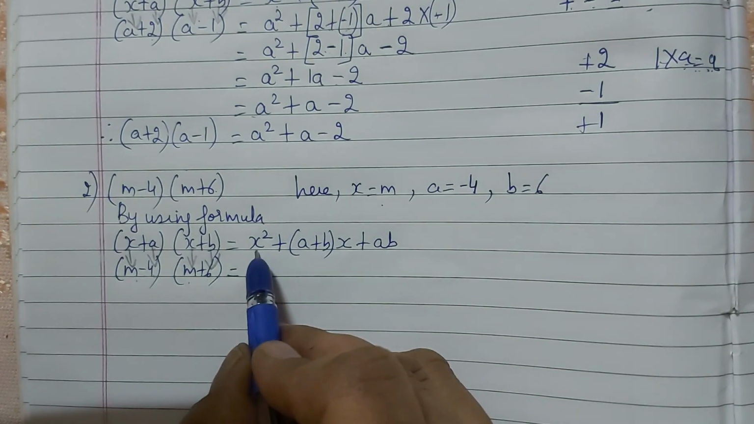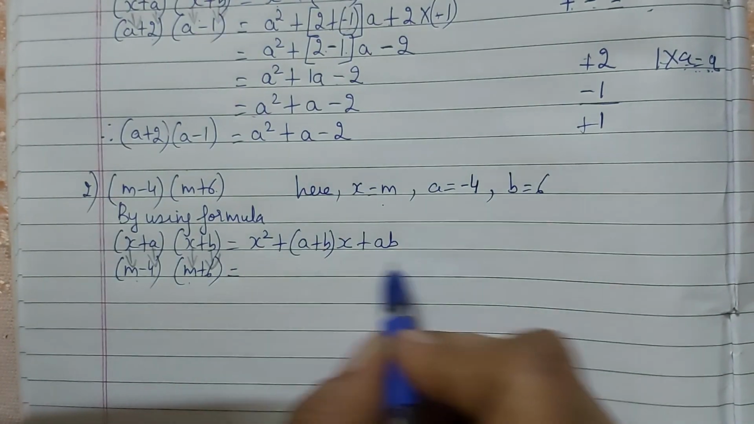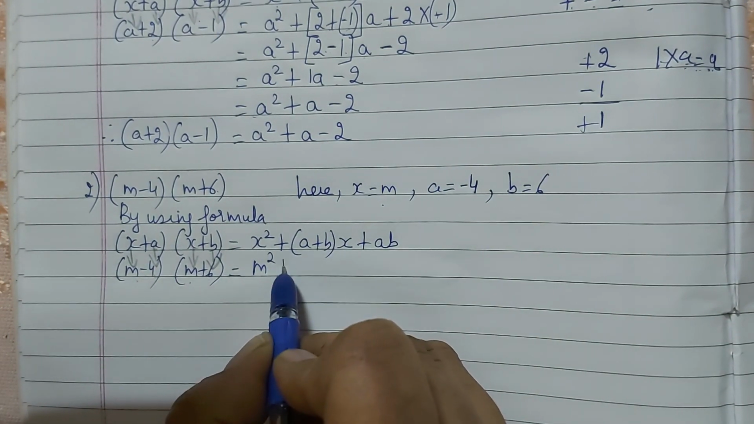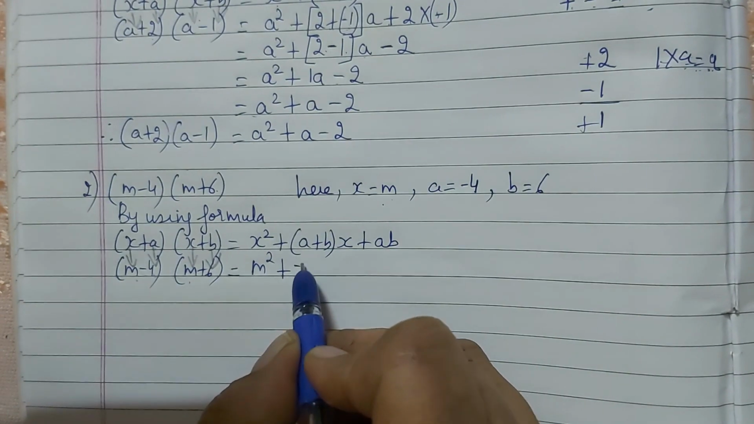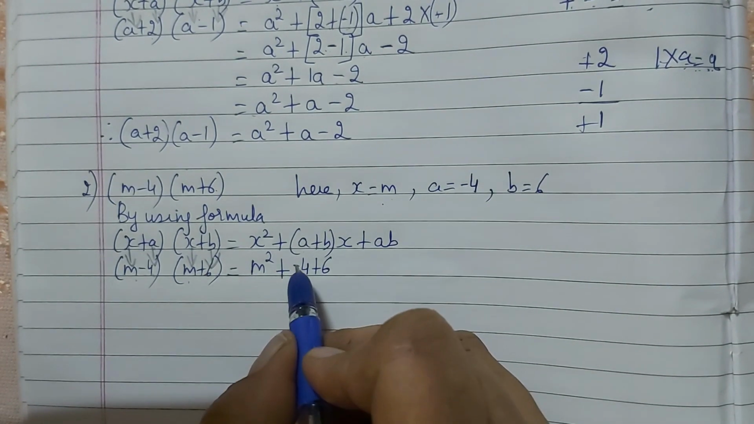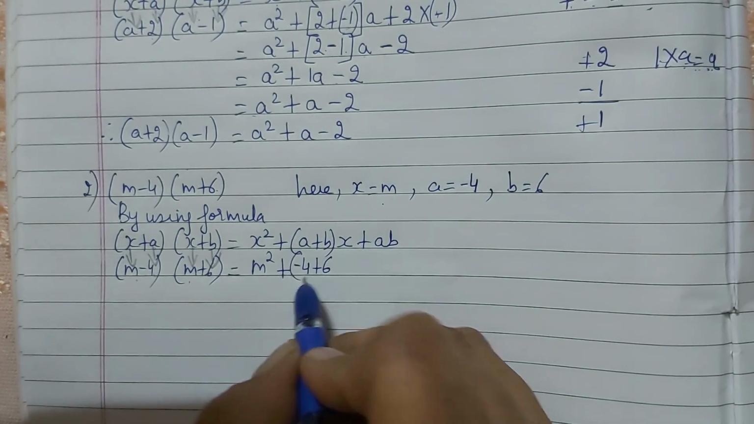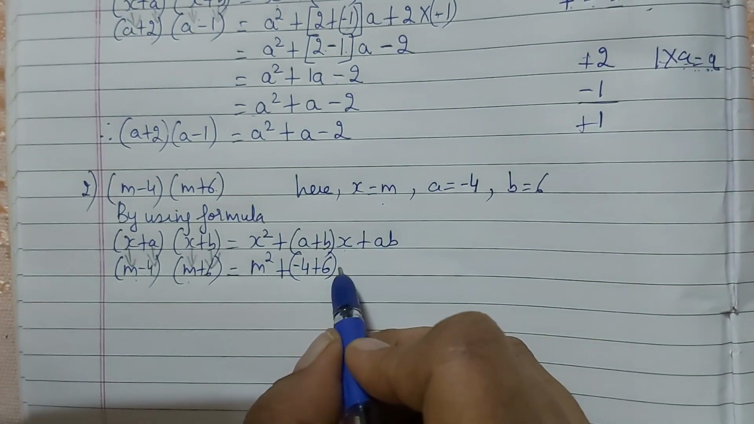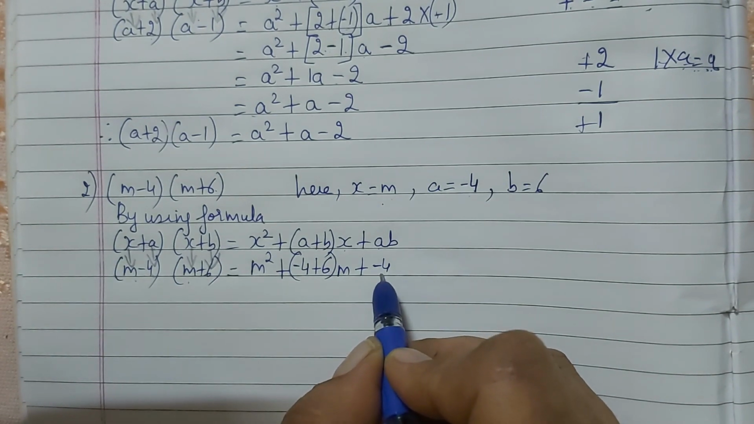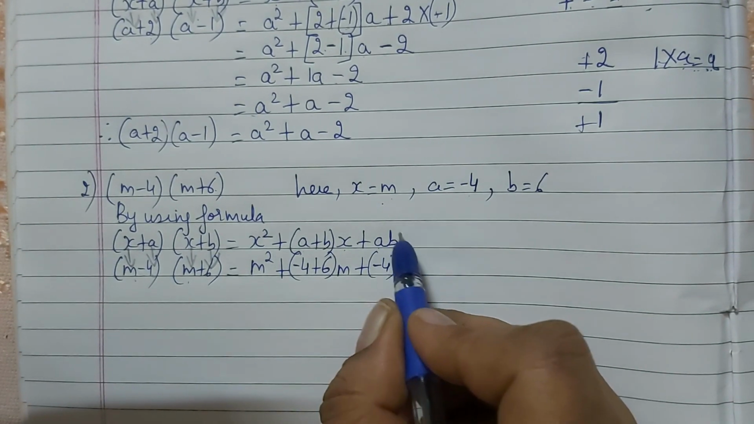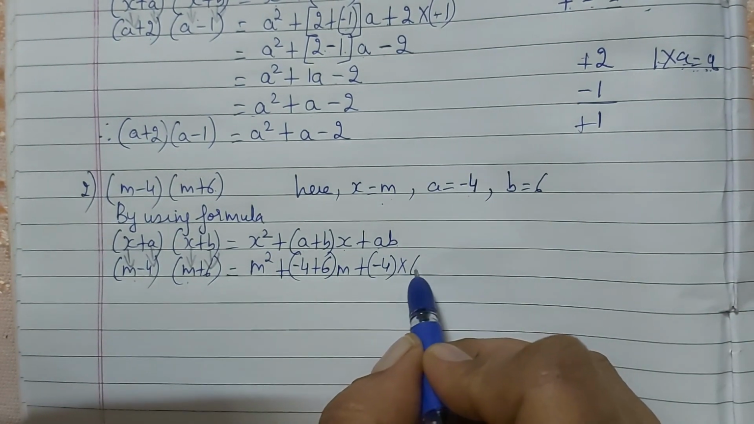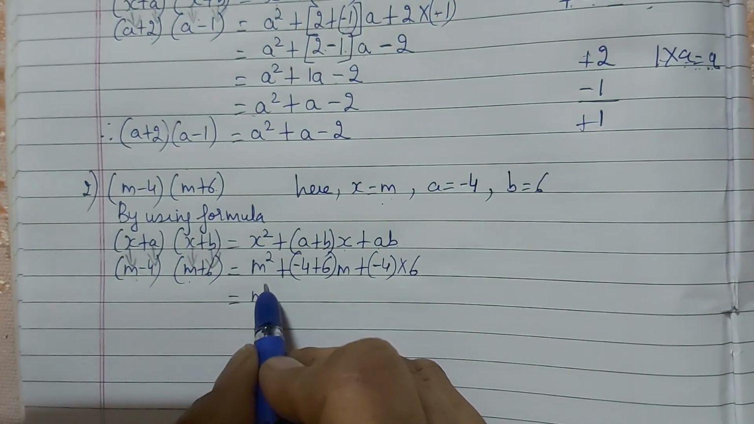So now we'll write x value is what? m. So we will solve the sum now. x value is what? m square plus a's value is what? Minus 4 plus b's value is what? 6. Now we will close the bracket. We'll put them in the bracket. x value is what? m plus a's value is what? Minus 4. Minus sign always goes in the bracket. a multiplied by b, so minus 4 multiplied by b. So b's value is what? 6, is equal to m square.